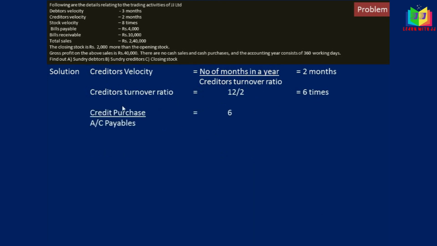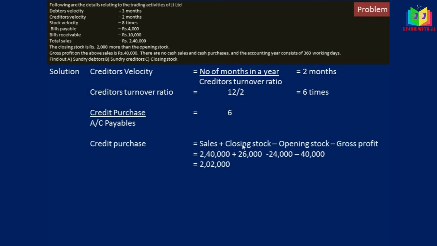Okay, and the formula for this creditor turnover ratio is credit purchase divided by accounts payables, that is equal to 6. For this we have to know what is this credit purchase, and the formula to find the credit purchase is sales plus closing stock minus opening stock minus gross profit. We have all this in our problem. We found closing stock and opening stock, and sales and gross profit was given in the problem. So we'll get credit purchase as 2,02,000.